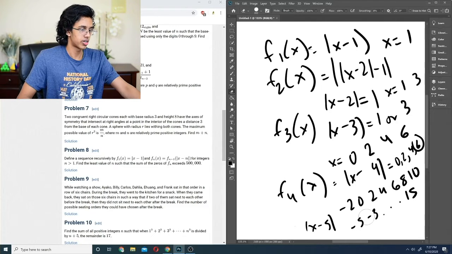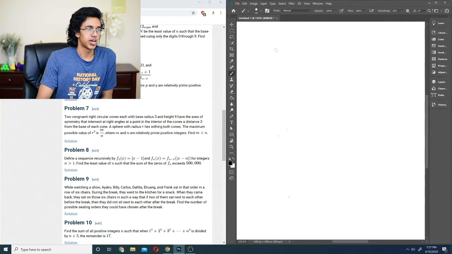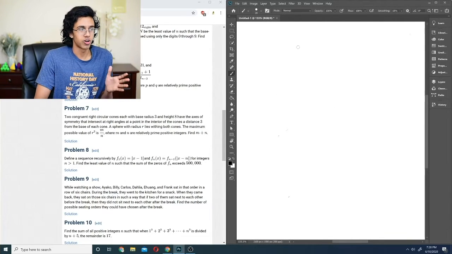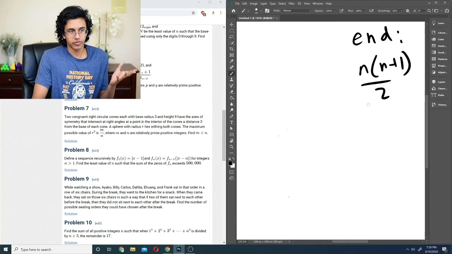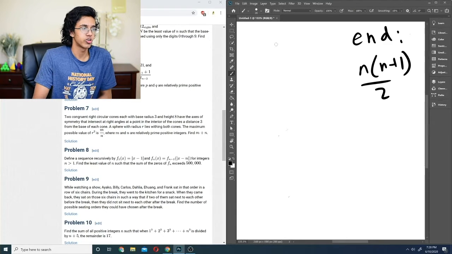So let's erase all this nonsense. And basically, your triangular numbers, your n's, are going to be n times n plus 1 over 2. Now we have to find a formula for your start numbers. So we know that it started at 1, then it became 1, then it became 0, then it became negative 2, and then negative 5.